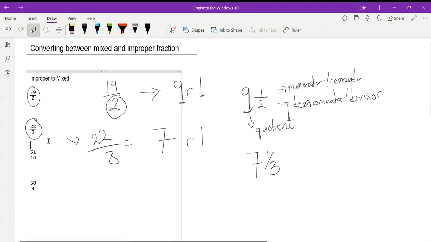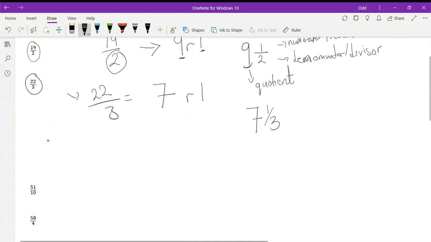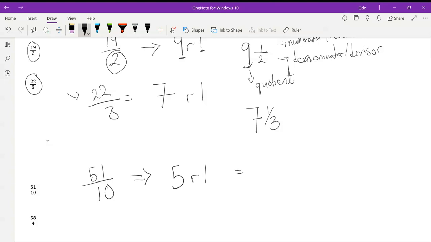Let's try this one. We have 51 over 10. If we divide 51 by 10, that will be 5, because 10 times 5 is 50, with a remainder of 1. So if we put that inside a mixed fraction, that will be 5 wholes 1 over 10. Let's go to the next one.